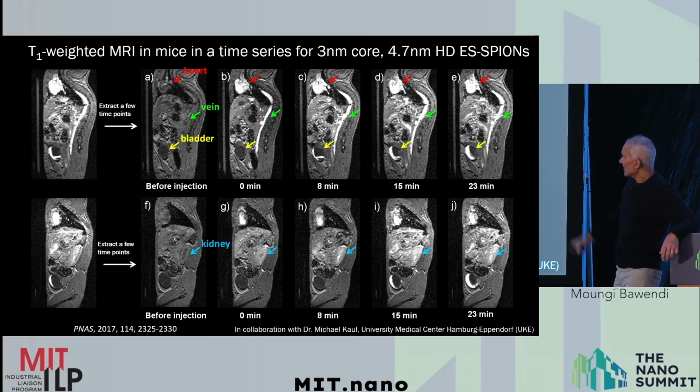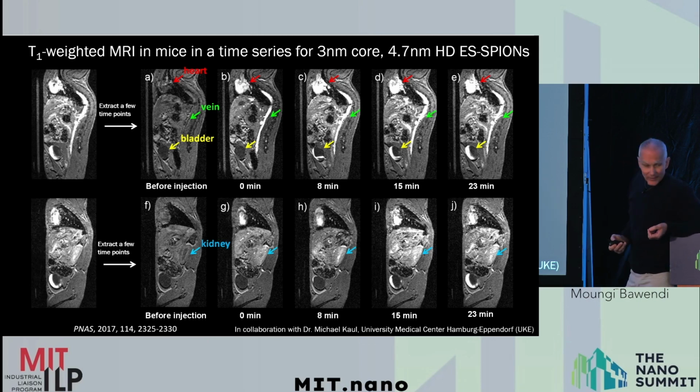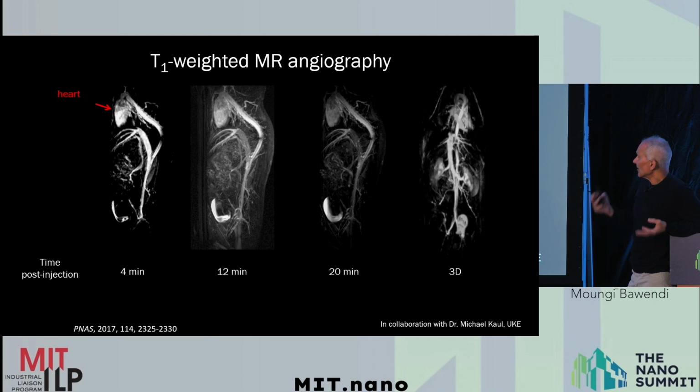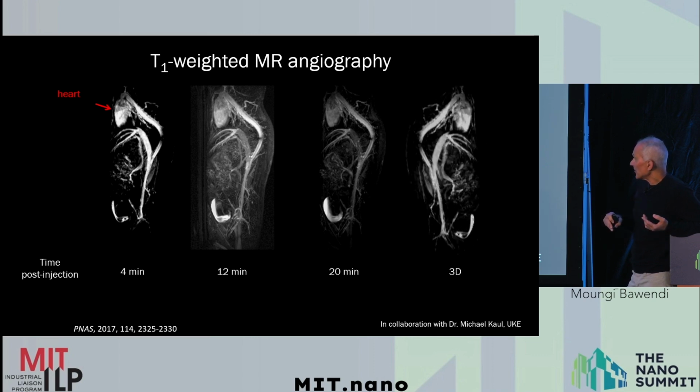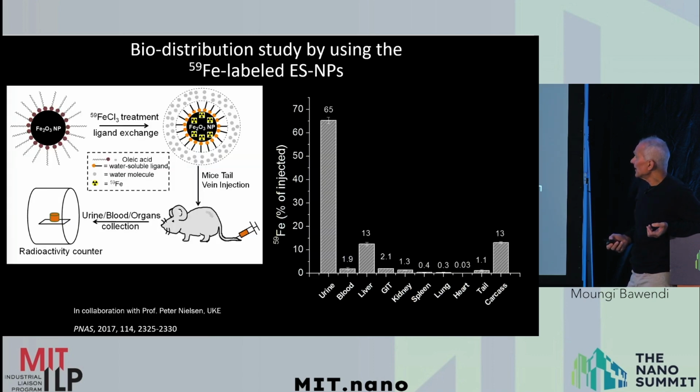So you can see the injection, you can see the arteries, and then the bladder showing up. In this case, these are slightly bigger agents. About 23 minutes later, the bladder is full. You can see this beautiful imaging in this mouse. And then you can look at the biodistribution and see that most of it comes out in the urine. There's a little bit in the liver.